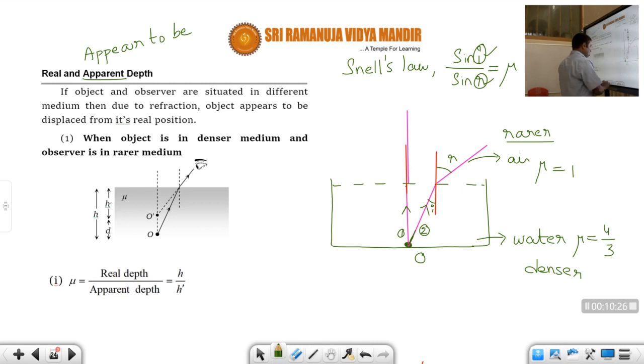So this is called the refracted ray. These two are called refracted rays. This is a refracted ray, and this is also a refracted ray.